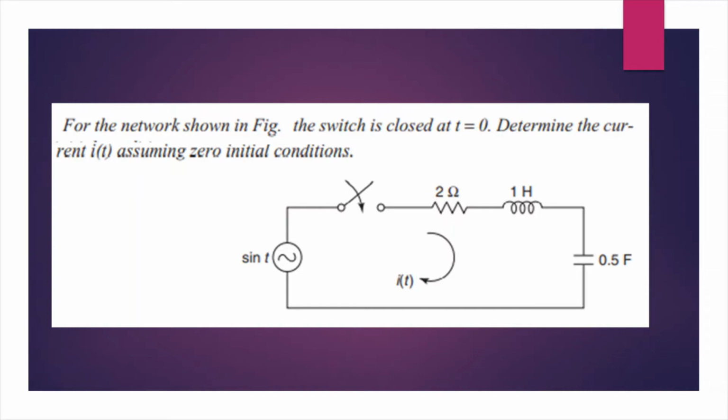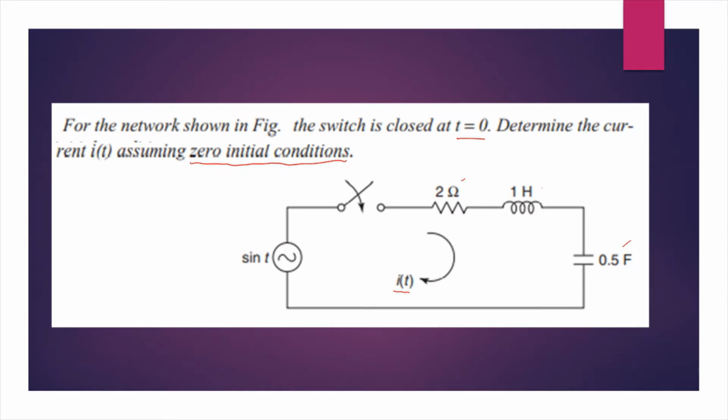It consists of a resistor, an inductor and a capacitor. We have been told that we have to find the value of the current i(t) when the switch is closed at t equal to 0, and we have to assume 0 initial condition. If there was any initial condition, we would have to consider that as well, but here it is given in the question that we assume 0 initial condition.